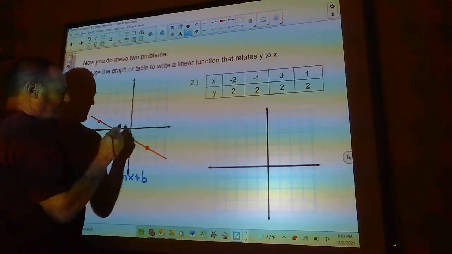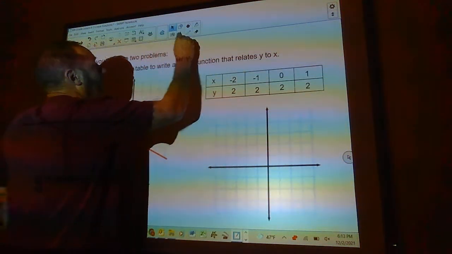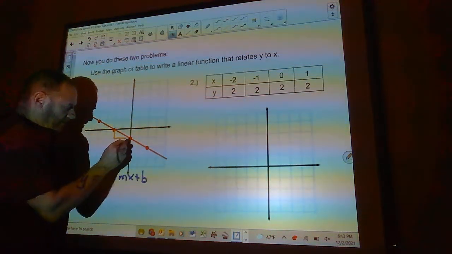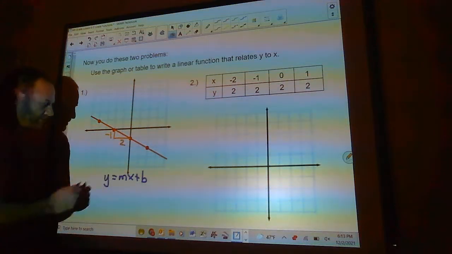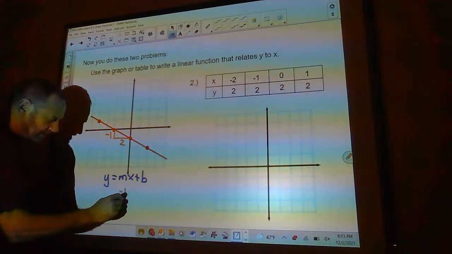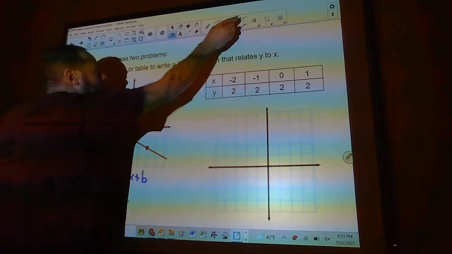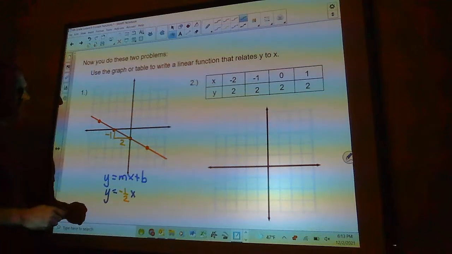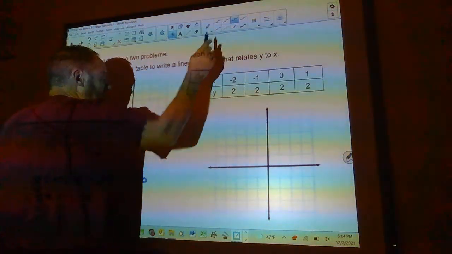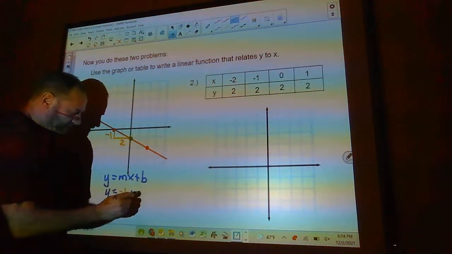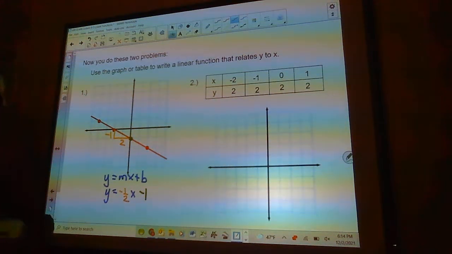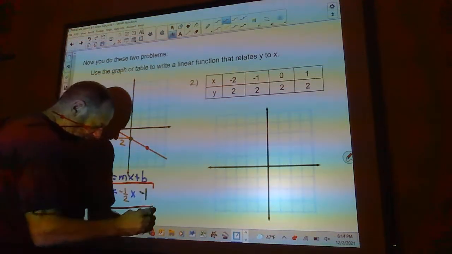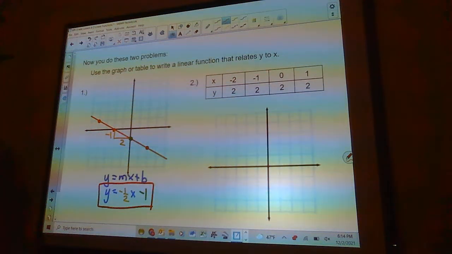Whoops, I don't want a line segment. Okay, we're going to go down 1, to the right 2. Minus 1 plus 2. So this is going to be minus 1/2 right here. Okay, so y is going to equal negative 1/2 x. And then I just got to find the y-intercept. And the y-intercept is right there. That's negative 1. And I'm done with that one. There's my equation. y equals negative 1/2 x minus 1.